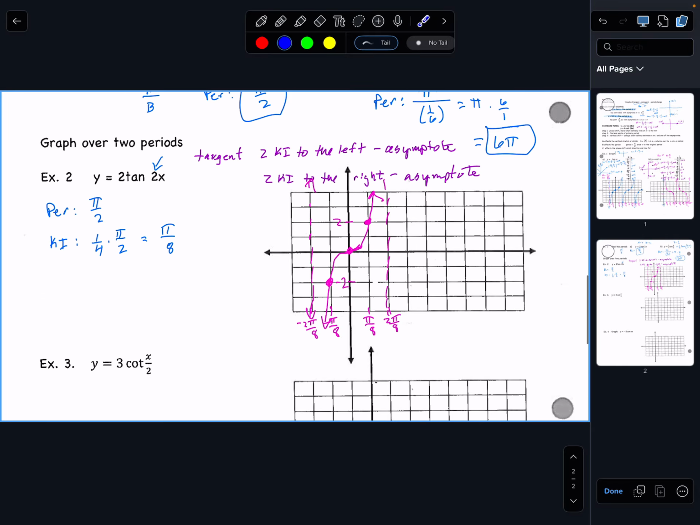They want this for 2 periods, so you're just going to keep on going and do the same footprint. 3 pi eighths, 4 pi eighths, 5 pi eighths, and 6 pi eighths. And you're going to go from -2 to 0 to +2, and you will have another asymptote.